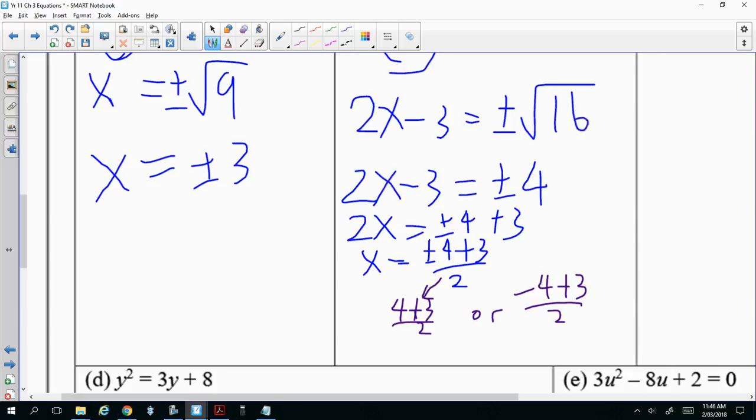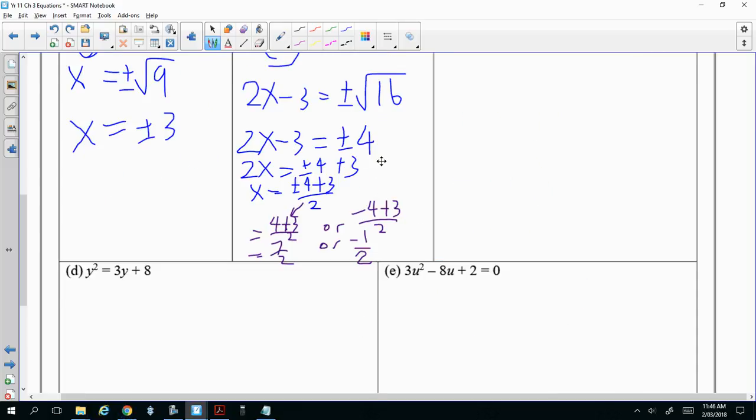And then 4 plus 3 is 7. 7 over 2, or you just leave it as a fraction, so write 7 over 2. And the other one, you get negative 4 plus 3, which is negative 1 over 2. So we've got both. Okay, question.